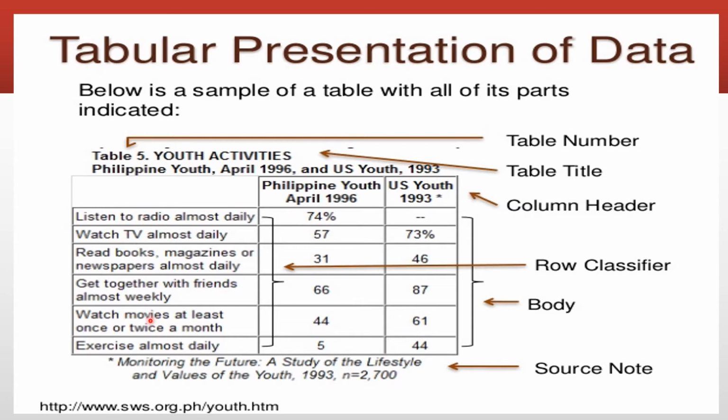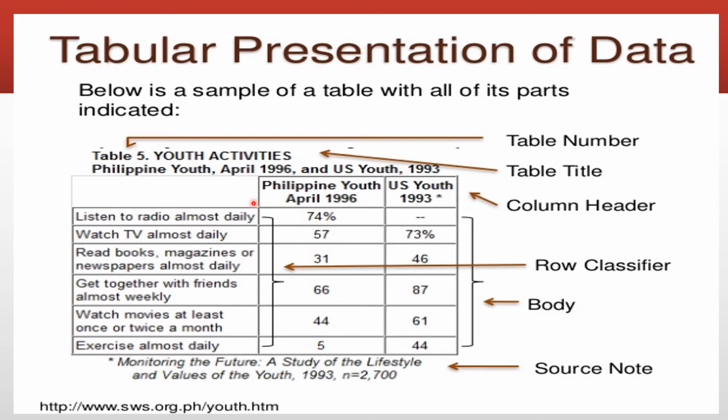It tells us various aspects in the stub entries or the row headings. We see we are studying in the table the percentage of youth listening to radio almost daily, or watching TV almost daily, reading books, magazines, newspapers almost daily, get together with friends almost weekly, watch movies at least once or twice a month, exercise almost daily. So numerical data is in terms of percentages.